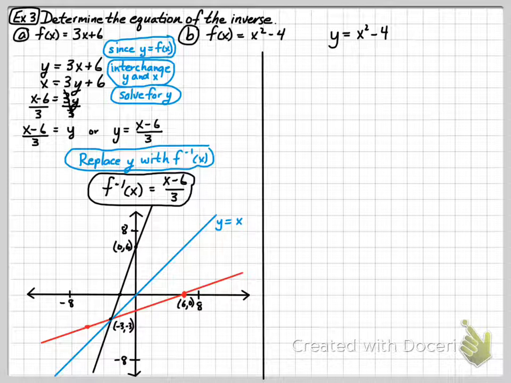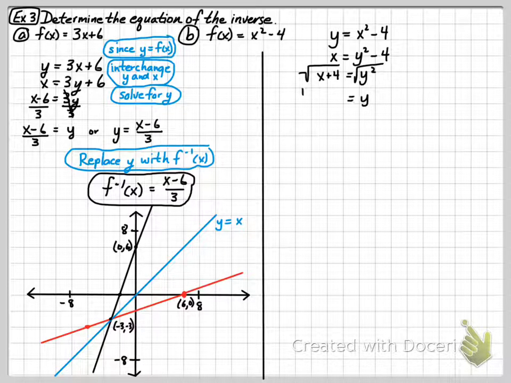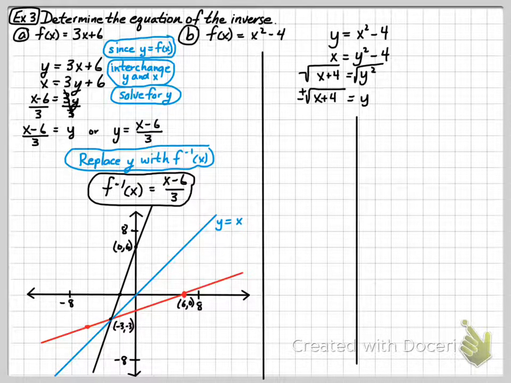Let's look at y is equal to x squared minus 4. That means that x is equal to y squared minus 4. It also means that x plus 4 will equal y squared. If I take the square root of both sides, I'm left with y is equal to the positive or negative square root of x plus 4.